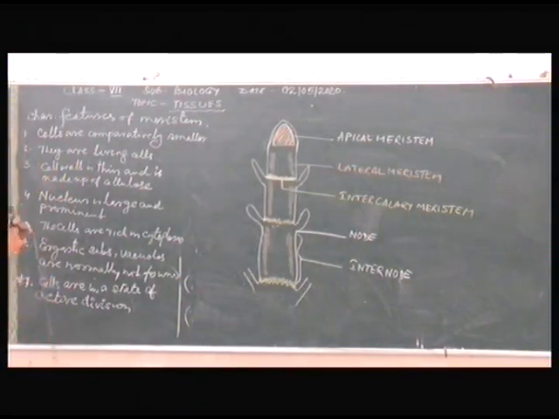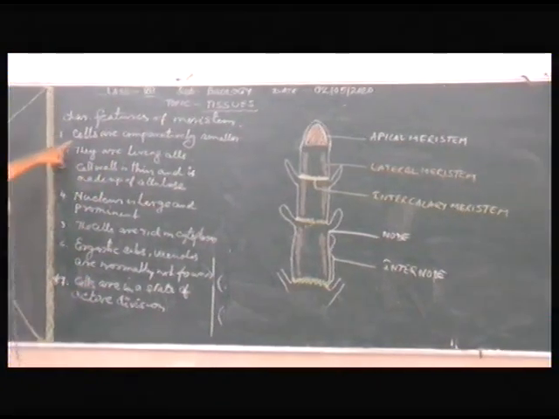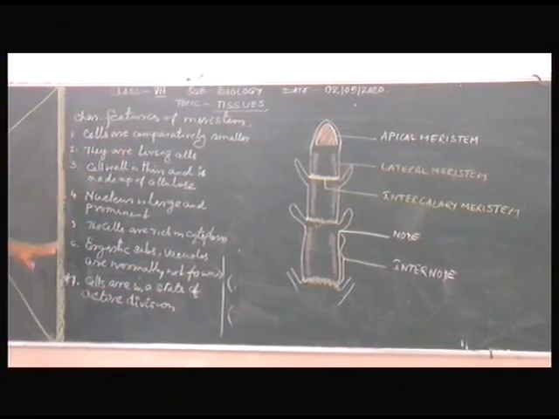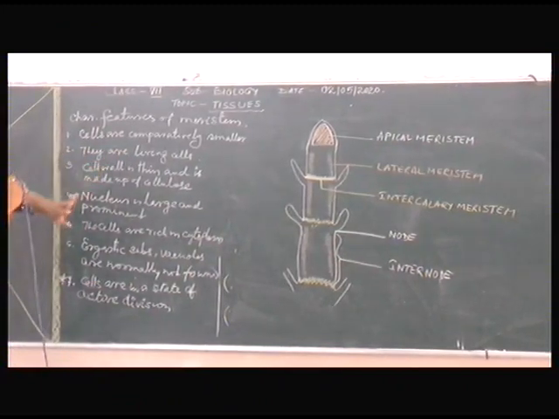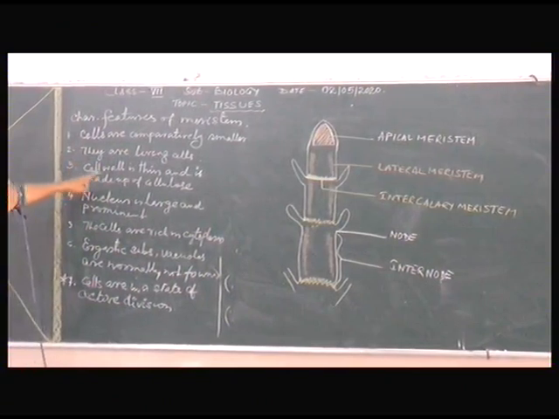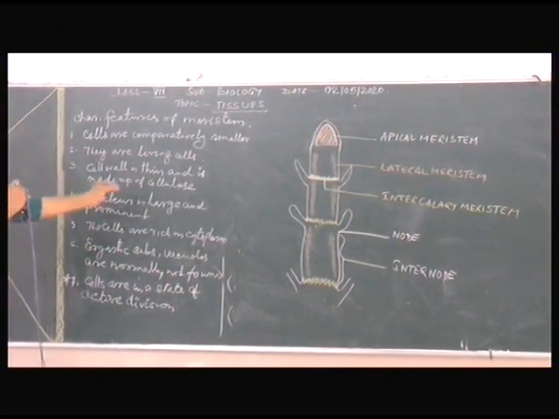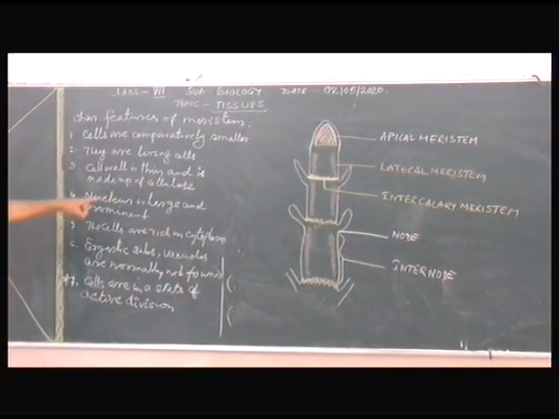So, in meristematic tissue, we see cells are comparatively smaller in size. They are all living cells. The cell wall is very thin and is made up of cellulose. The nucleus is large and prominent in the cell, easily located there. Cells are rich in cytoplasm. Since they are meant for cell division, they have to be rich in nucleus and cytoplasm.